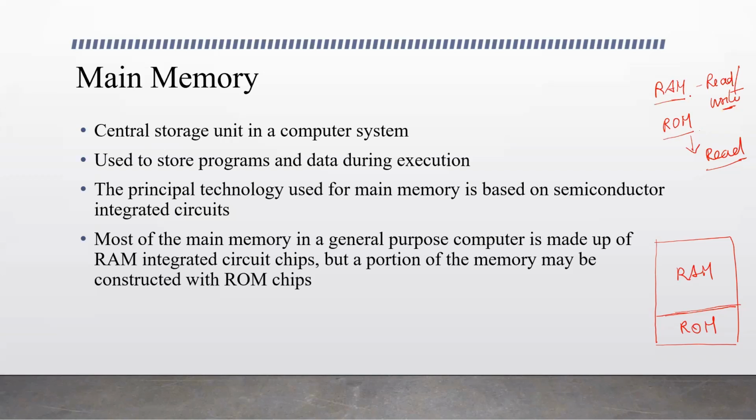As RAM is a read-write memory, the programs that are subject to change are stored in random access memory, and the programs that remain unchanged are stored in read-only memory, because such programs are only meant for reading. We cannot make any changes, or they do not require any change. So those programs are stored in read-only memory.